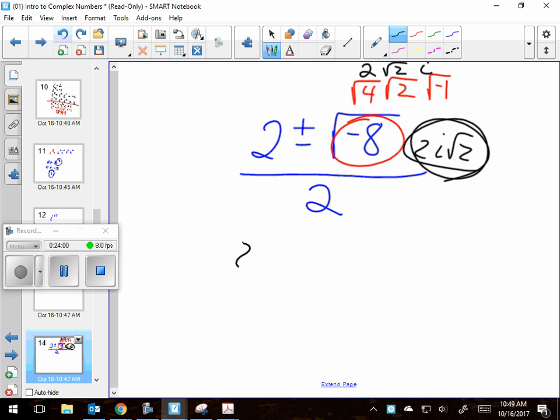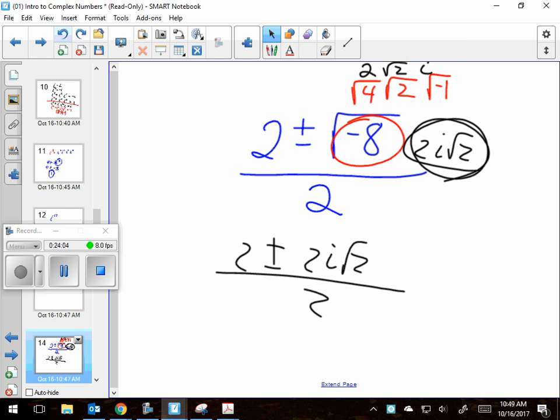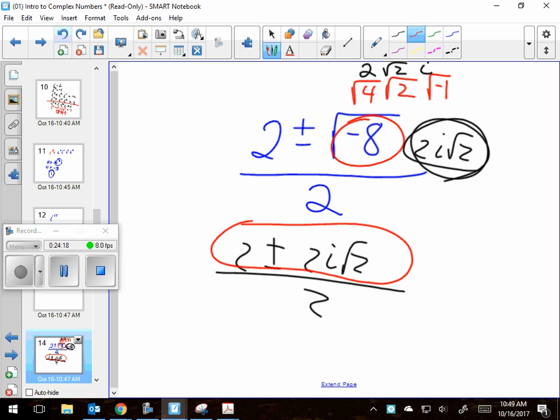Awesome. Now I'm going to rewrite it: 2 plus or minus 2i root 2 over 2. There's 2's everywhere. I don't want you to just cancel, because you're going to think somehow that if there's a 2 on the top and a 1 on the bottom, you cancel them. There's no such thing. But I can factor the 2 out. Go ahead and factor this top part, and then you can cancel.